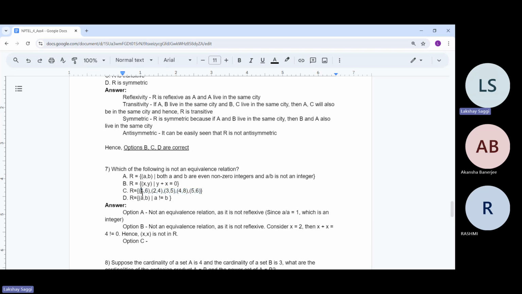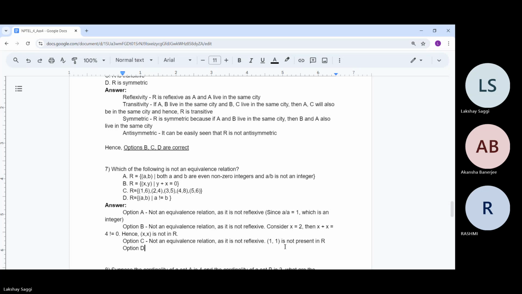So here also we see that there are elements of the form 1, 6; 2, 4; 3, 5; but there is no element of the form, let's say, 1, 1, right? For reflexivity, all elements of the form A, A should be present. But here 1, 1 is not present. So this is not reflexive.